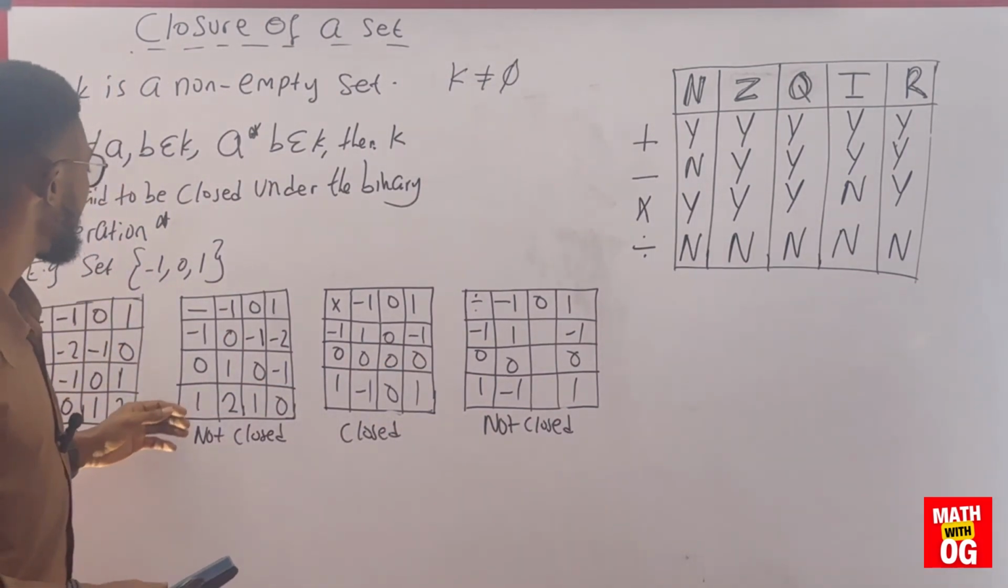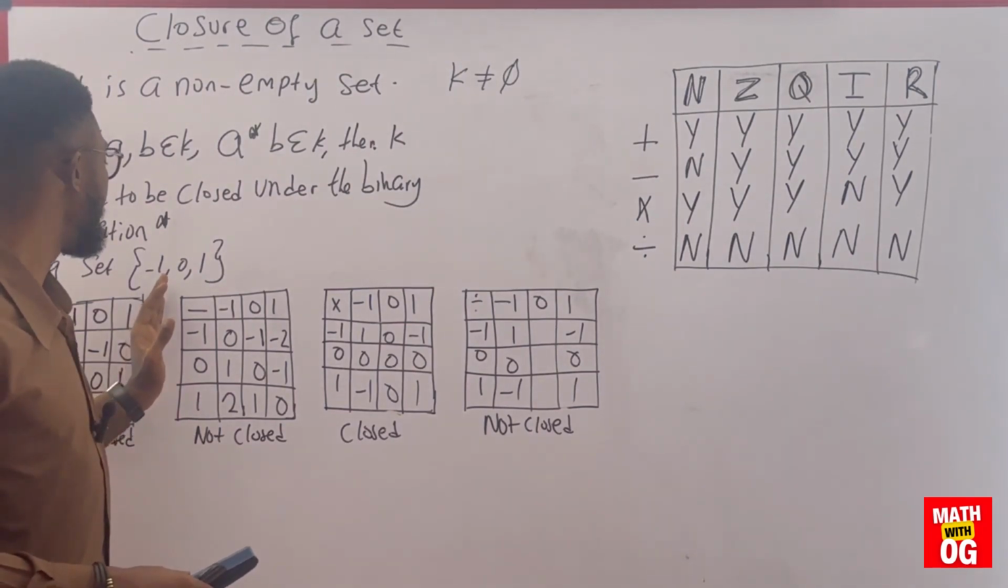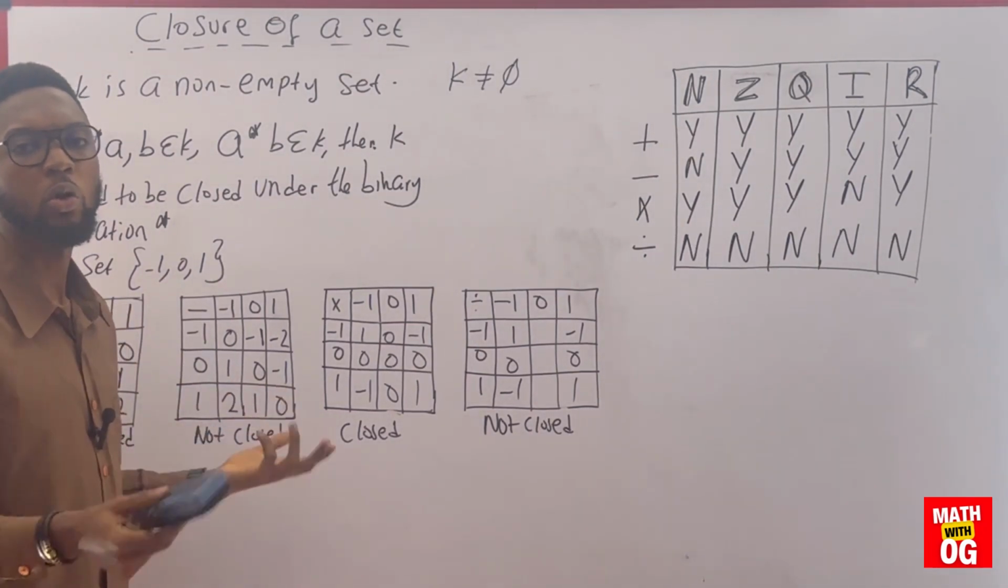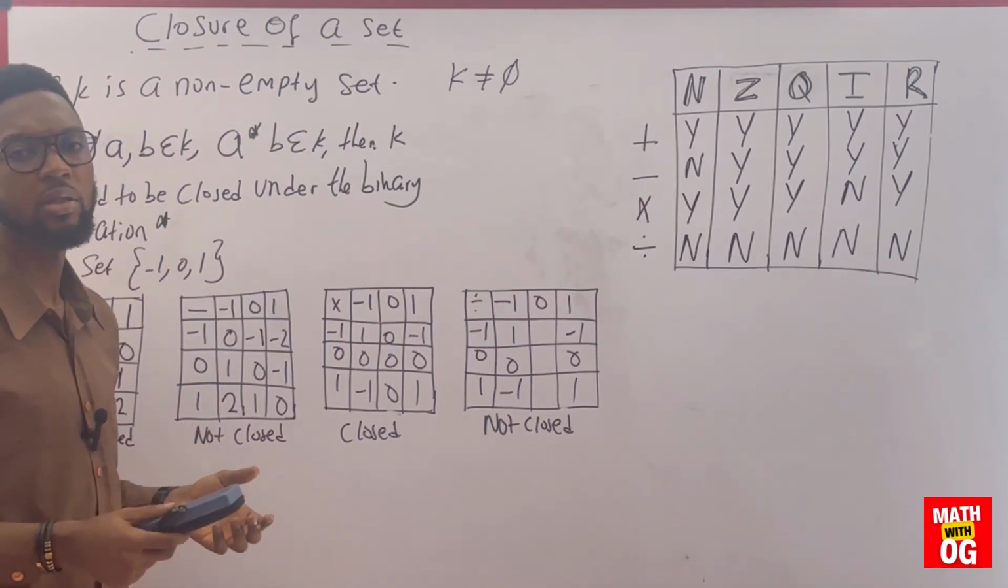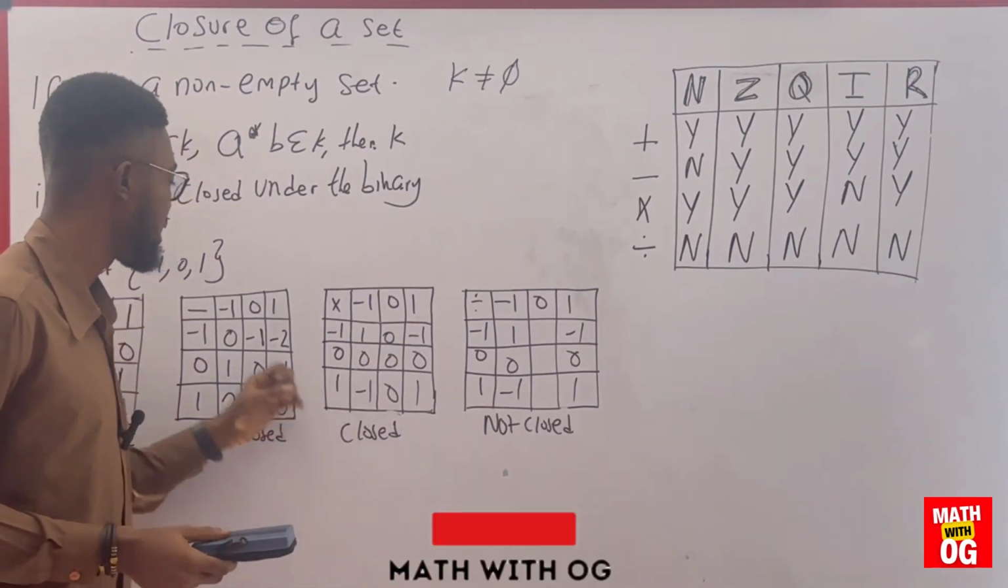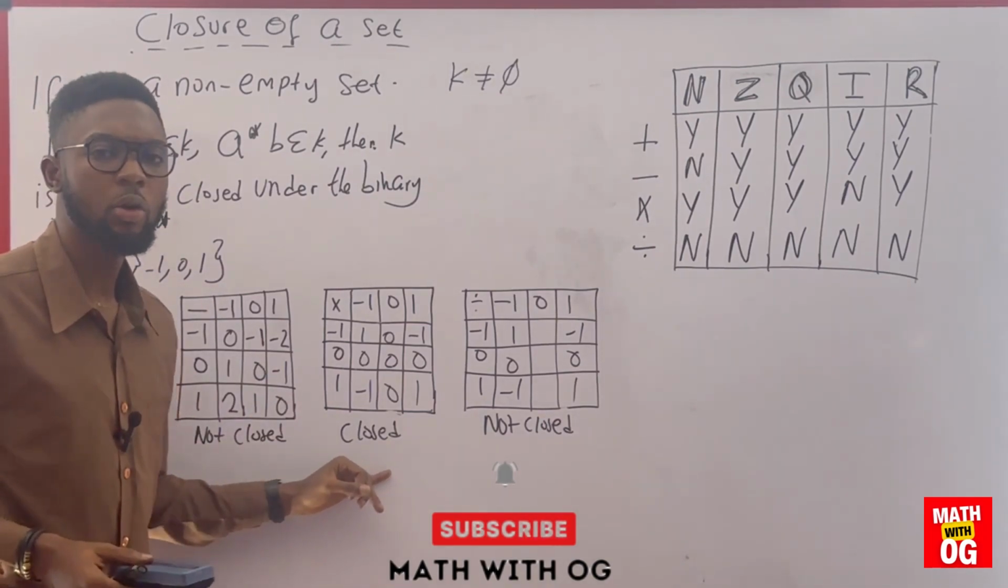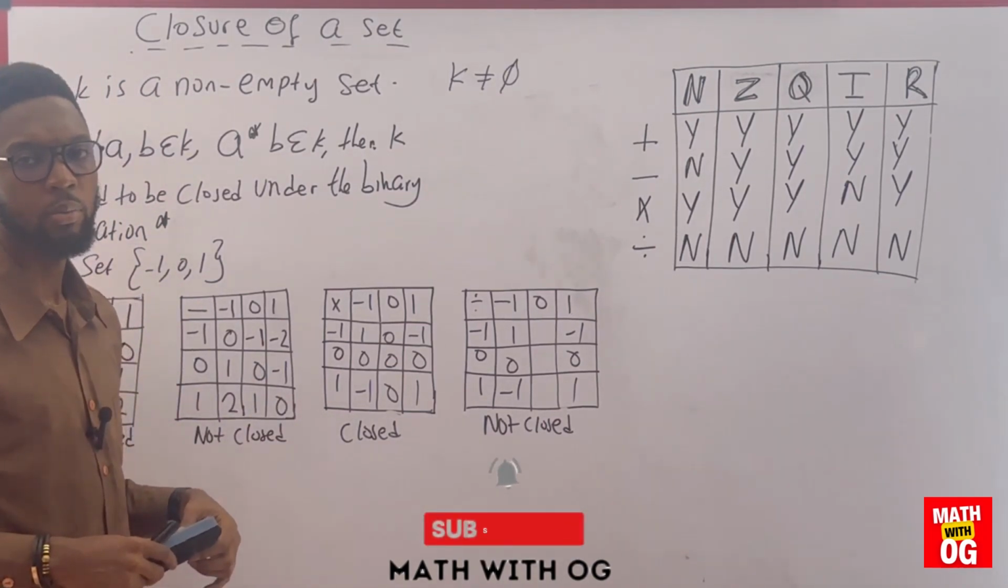So you can be asked, which of the set -1, 0 and 1 is closed under which operation? A addition, B subtraction, C multiplication, D division. The answer is multiplication. This set is only closed under the operation of multiplication.